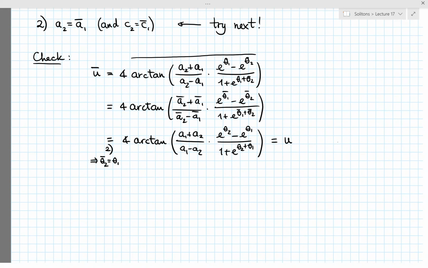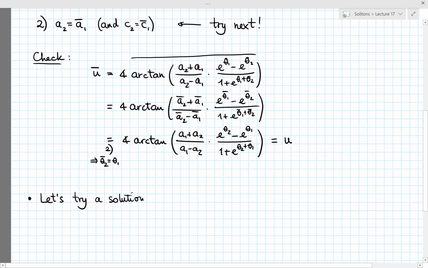Good. Now that we've checked that the field u is real with option 2, let's investigate this solution a little further. And to make our life easier, let's try a solution with general A1, which I will call A, but with C1 and therefore C2 equal to 0 for simplicity.